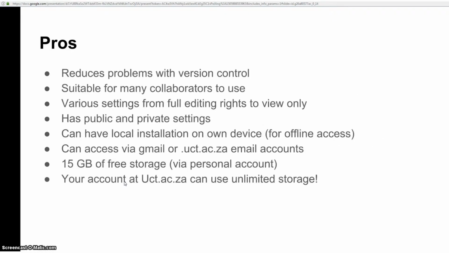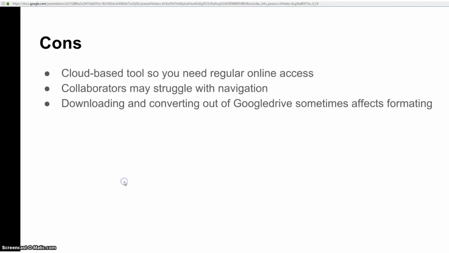Some of the particular strengths of the tool are that it reduces problems with version control, something which can be quite a nightmare for big projects. It's suitable for having many collaborators. It's got various settings from full editing rights to view only. You can get a public URL for a document, or you can do private sharing with individuals. You can use it offline on your own device. You can use it via your private Gmail account or recently through the @uct.ac.za email accounts, and you have a fair bit of storage, particularly if you're using your UCT account.